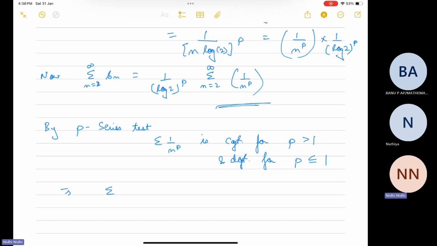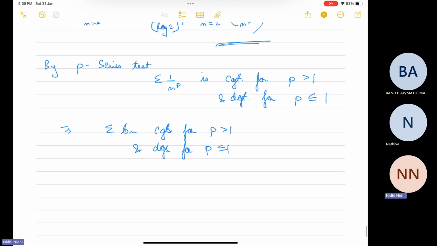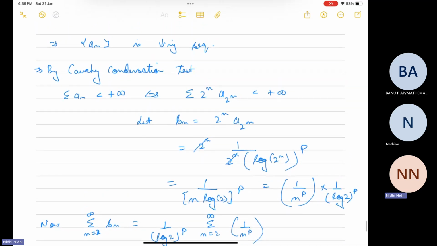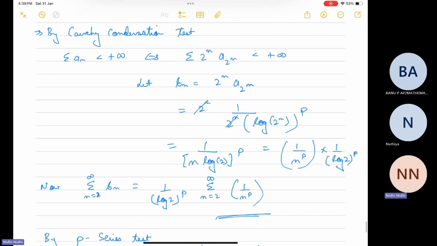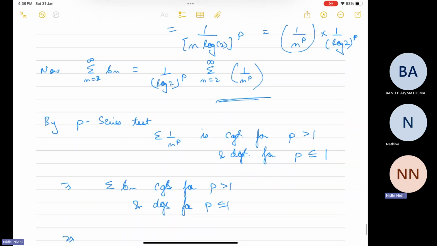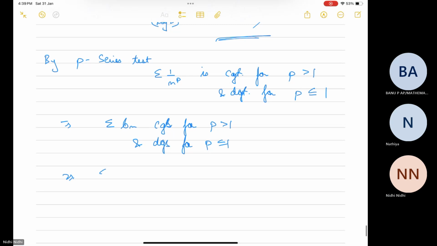That means summation bn converges for p strictly greater than 1 and diverges for p less than equal to 1, which will give us that, because by Cauchy condensation test we know that summation an converges if and only if summation bn converges, and summation bn is converging for p greater than 1 only. So this implies summation an converges for p strictly greater than 1.